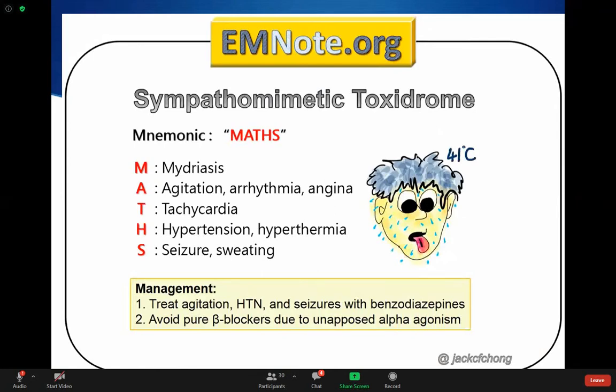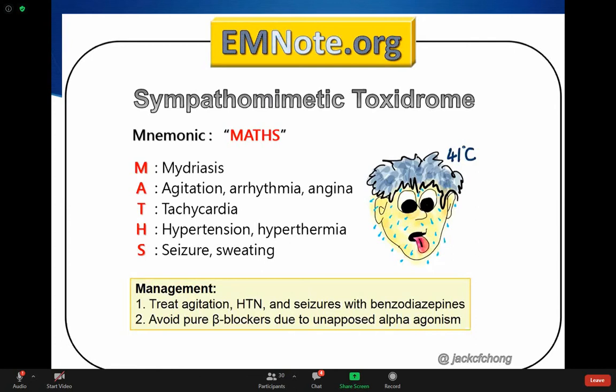Sympathomimetics, usually when they have agitation, their agitation is really bad. They're aggressive, they can hit you. The anticholinergic, usually they're not aggressive, but they're annoying. They might fall off the bed, they might hurt themselves. Both are treated with benzodiazepines. The agitation of both conditions, we always treat agitation in toxicology with benzodiazepines.